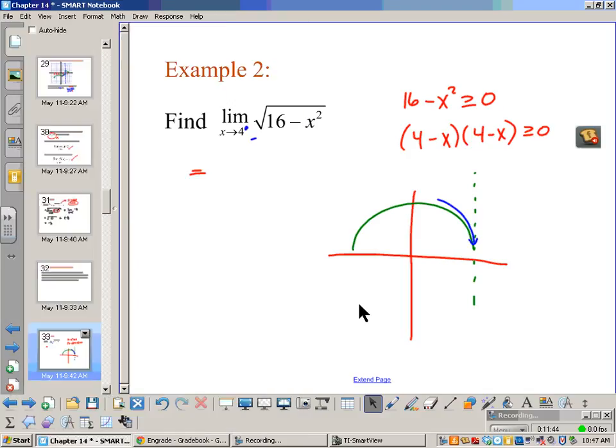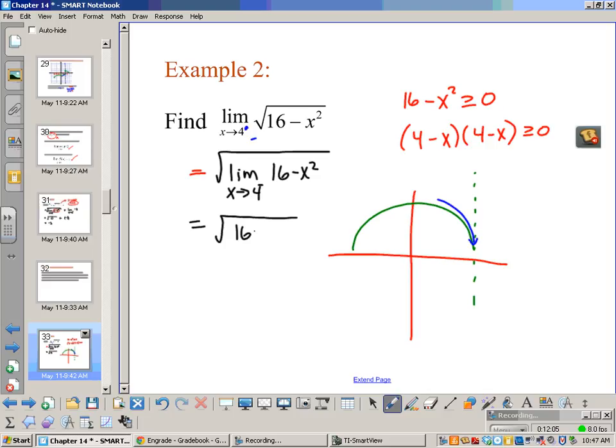Now if we go back and actually use the properties, we could say, okay, this is a square root. Change this to the limit. And 16 minus x squared without the square root is just a polynomial, so we can just plug in the 4 there. When we plug in the 4, we get 16 minus 16, and that's going to be the square root of 0, which is going to give me 0. So in both cases, I find that the limit of this function as x is approaching 4 from the left side is going to be 0.